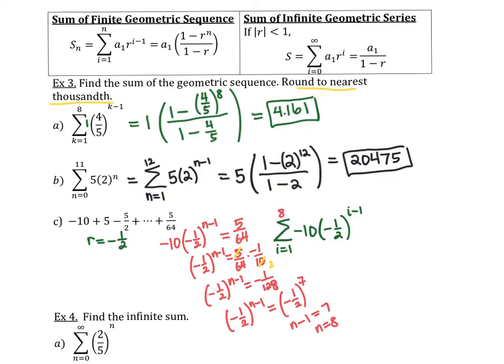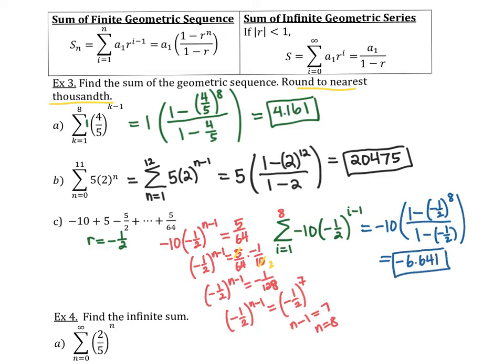So now after all that work, I'm going to put an 8 here, and then I'm going to use the formula. Okay, to use the formula, it says A1 times 1 minus r, put your r in parentheses, to the n over 1 minus r in parentheses. And again, you're going to be so careful with your parentheses on this thing. Put it in your calculator. I got -6.641, and it told me to round to the nearest thousandth, so I'm okay with this.